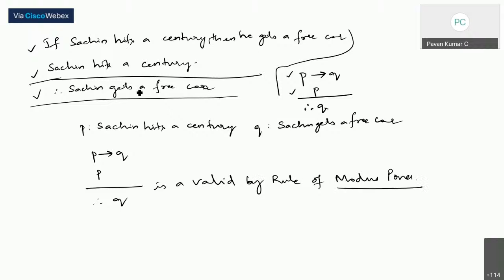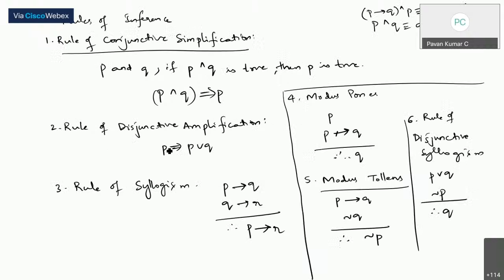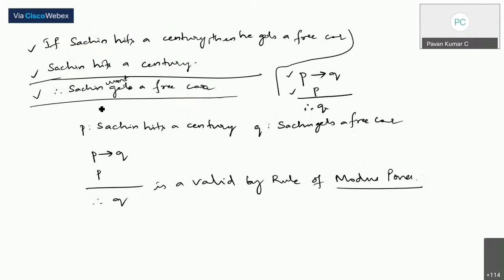Now assume that Sachin won't get a free car. If I observe this case, none of the rules of inference will correspond to this, because the resultant should be only Q. If Sachin won't get a free car, the conclusion is negation Q. None of the rules of inference will support this. So the computer should take a decision that there is something wrong, and say that it is invalid. That is how it will decide whether it is valid or invalid.